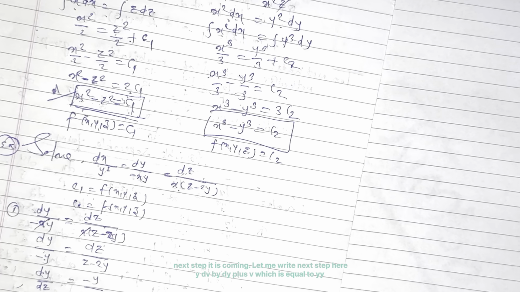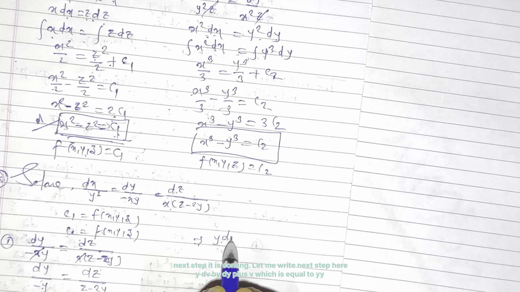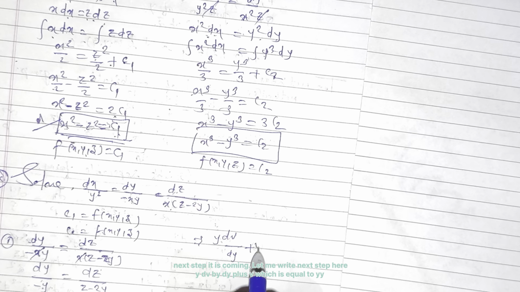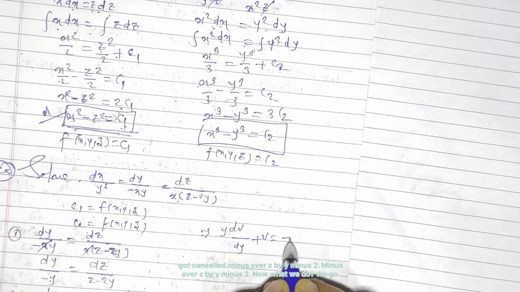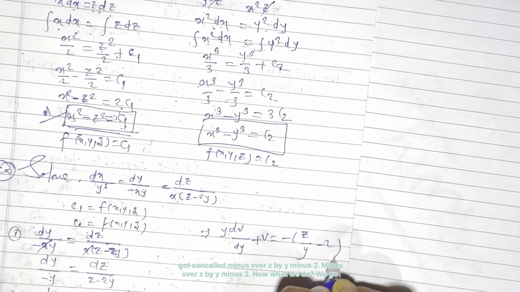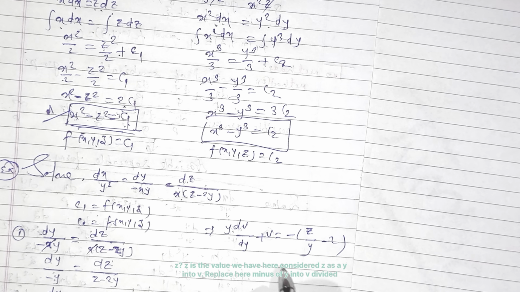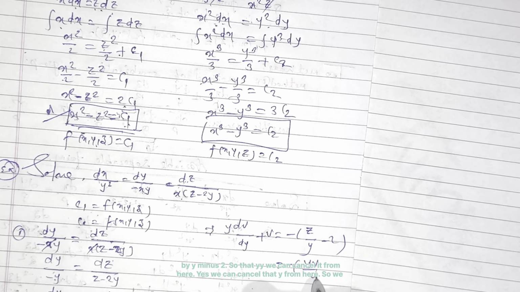So what is the next step that is coming? Let me write the next step here: y dv by dy plus v, which is equal to, y got cancelled, minus of z by y minus 2. Now we go for the replacement of the value. Replace the value for z here. What is the value for z? Consider z as y into v. Replace here, minus of y into v divided by y minus 2.